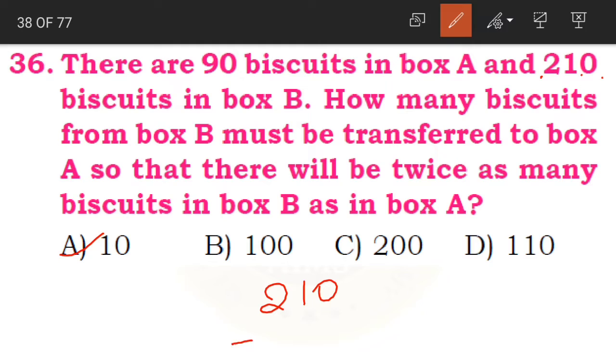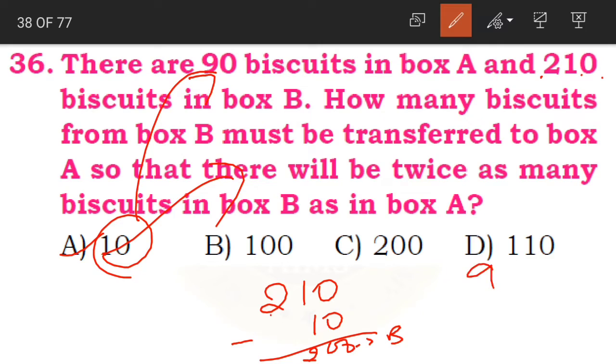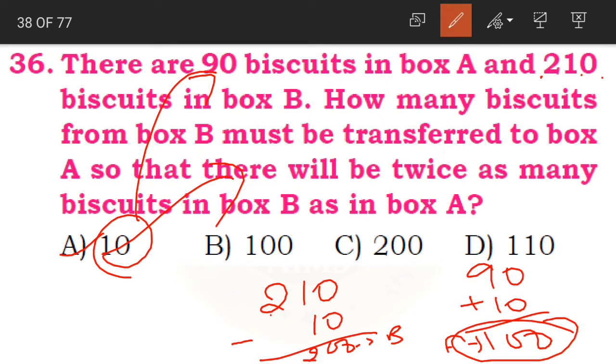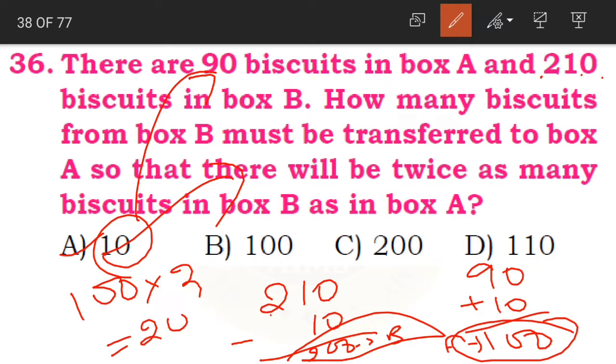210. From that we need to subtract 10. Yes, we are giving away 10. What will be the answer? 200 in box B. Now what should we do with this 10 we have subtracted? Add to box A. 90 plus 10 becomes 100. See, in A we are having 100, in B we are having 200. 100 twos are 200. So option A is our correct answer. When we remove 10 from box B and transfer it to A, then there will be twice as many biscuits in box B as there are in A.